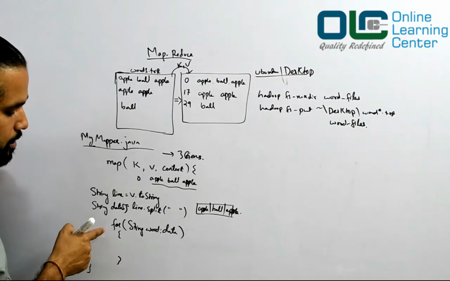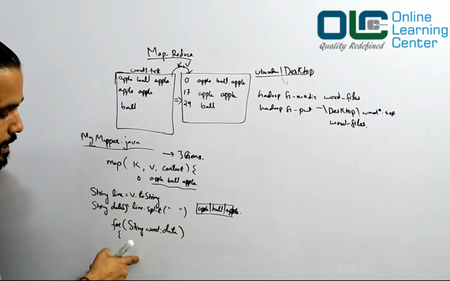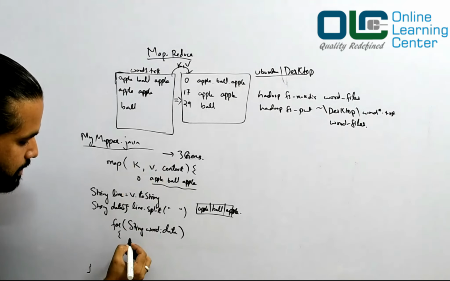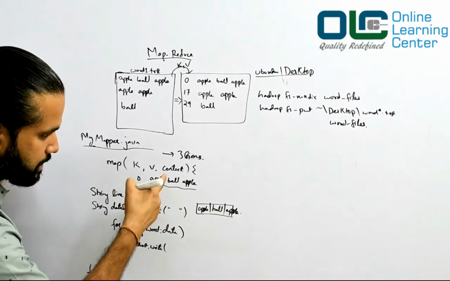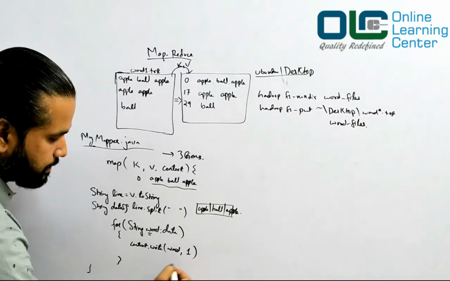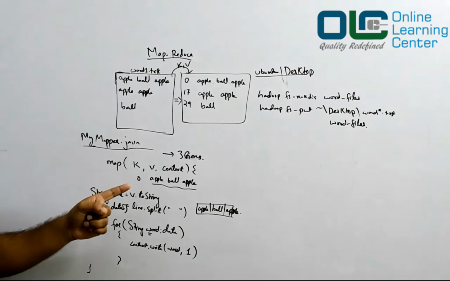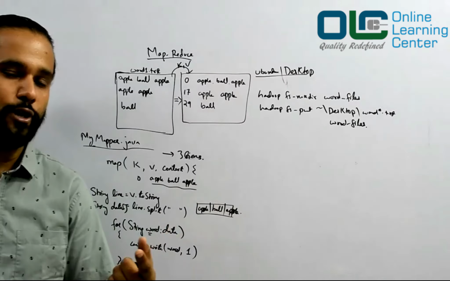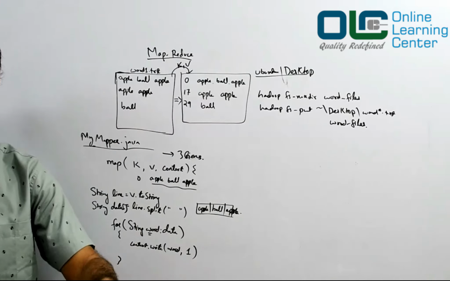Anything can be done. So I'm iterating through this array. First time my word would be apple. And what I'll do is, I have this context here, right? So I'll say context dot write this apple, whatever I got, word and one. That's what I do. So you will say I got this data apple ball apple, and I want to emit that word and one every time.